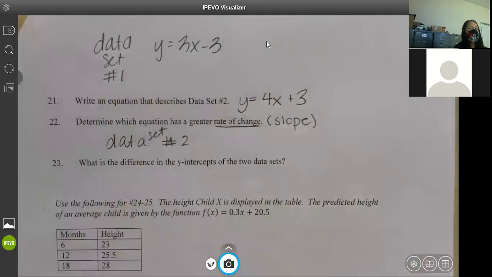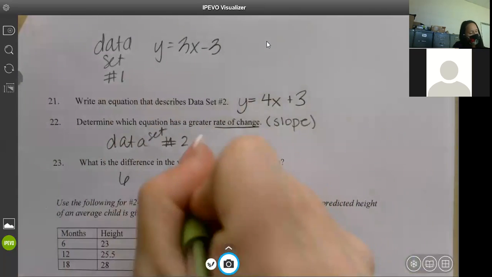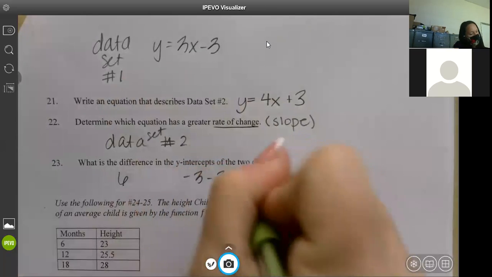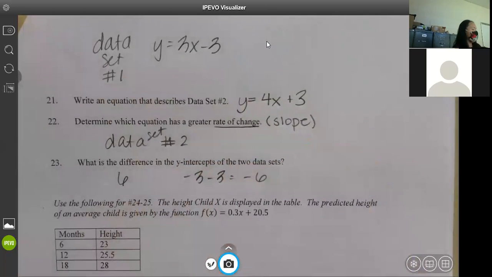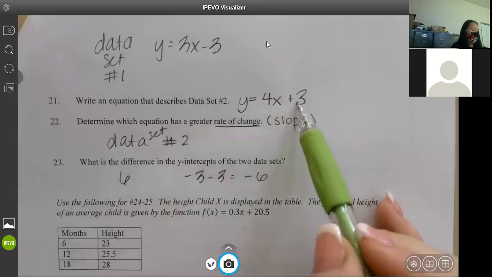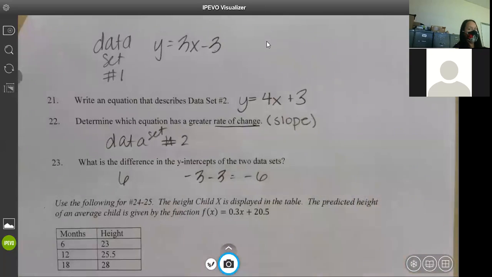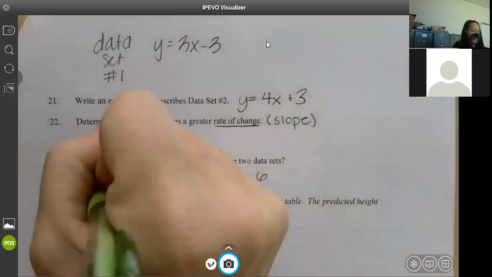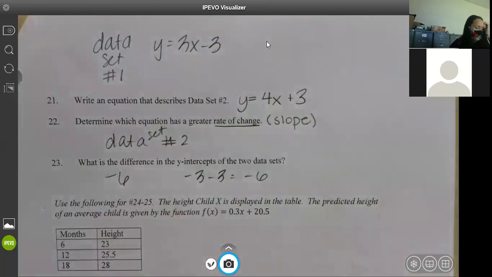What is the difference in the y-intercepts of the 2 data sets? Negative 6. Negative 3 minus 3 is negative 6. So your y-intercepts are negative 3 and 3. We want a difference, so we're going to subtract them, and we get negative 6. Okay.